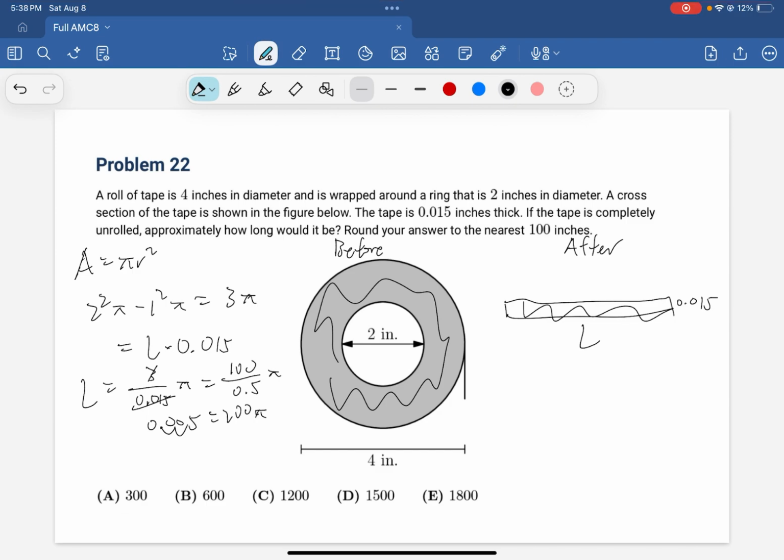Now pi is about 3.14. So if you multiply that by 200, then you get about 628. And that is closest to 600. And that's our answer. Notice how we don't need that much precision for this. Because it's an AMC 8 problem, they're not going to require you to memorize 10 digits of pi.